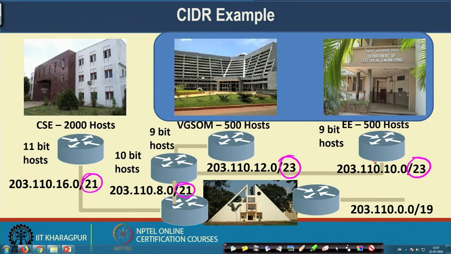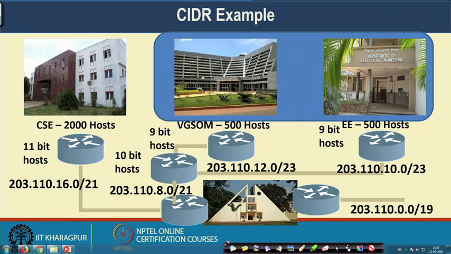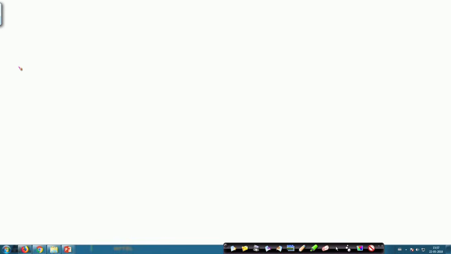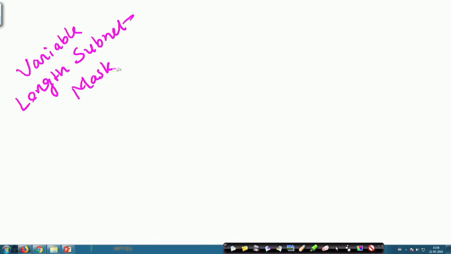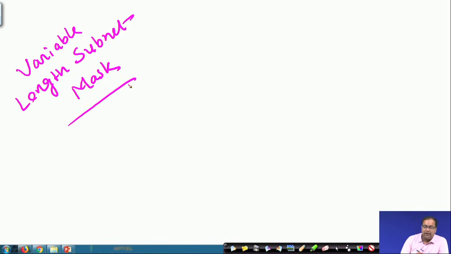But CIDR does not restrict you to use this kind of fixed length subnet mask. You can always use variable length subnet mask. That means, for one subnet you can have a subnet mask of length n. For another subnet under the same network, you can have a subnet mask of say length m, which is different from n. So, let us see an example of variable length subnet mask.